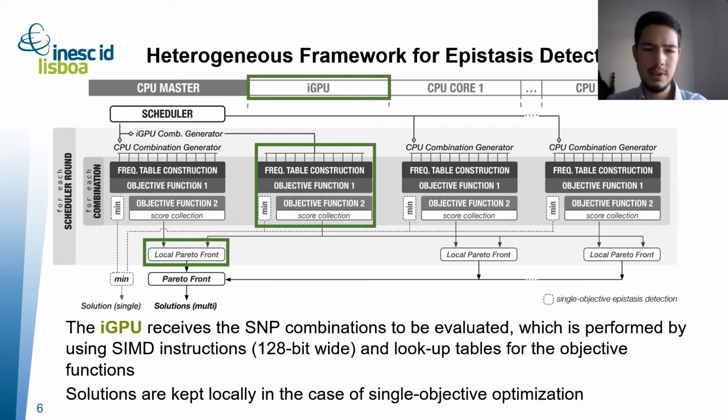As for the integrated GPU, the SIMD instructions used are 128-bit wide, and the same lookup tables are used. The solutions are also kept locally, but only in the case of single objective optimization. In the case of multi-objective optimization, the Pareto front is merged with the Pareto front of the CPU master.